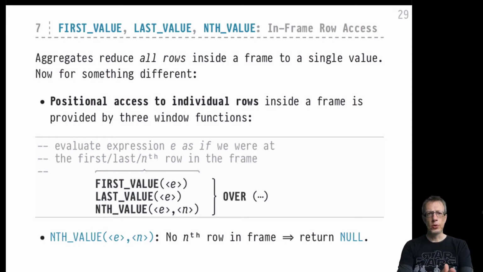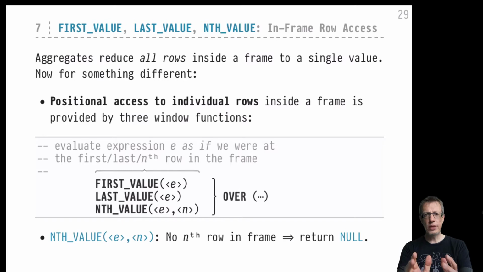Alright, so we had window functions in the form of aggregate functions. We had window functions in the form of lag and lead that allow us to explore the rows around relative to the current row, around the current row. And then there is this particular group of window functions, the first, last, and nth value window functions, which are again different. They allow in-frame row access.